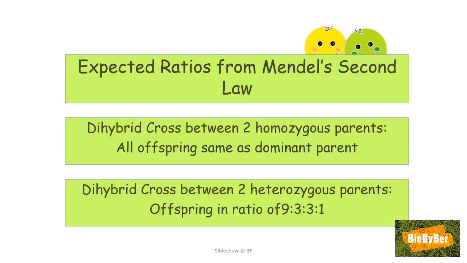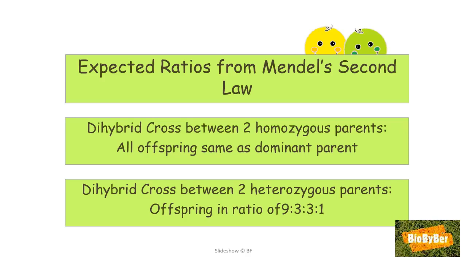What are the expected ratios from Mendel's second law that we should make it our business to know? Well, if there's a dihybrid cross between 2 homozygous parents, then all the offspring will be the same as the dominant parent. In Mendel's example, when we crossed a tall yellow-seeded pea plant with a small green-seeded pea plant, the F1 generation were all tall and yellow-seeded, the same as the dominant parent.